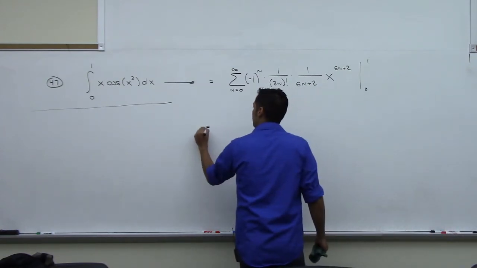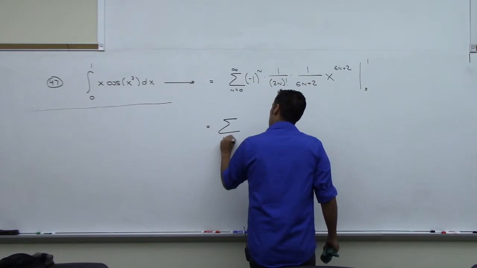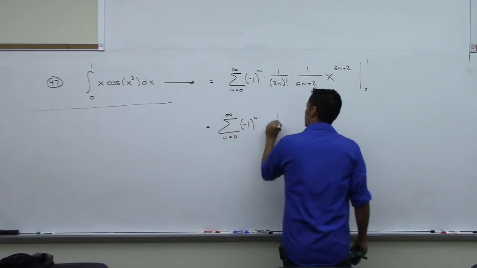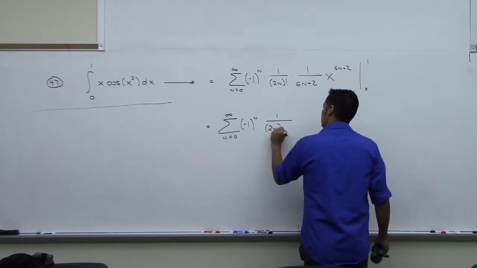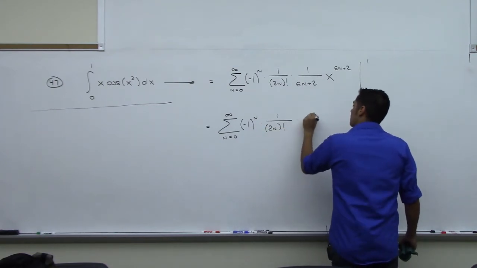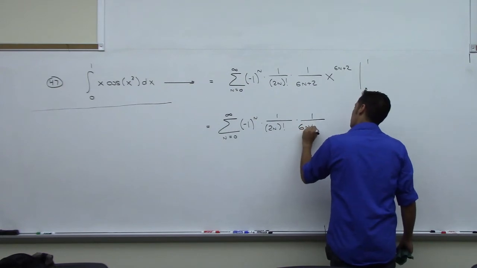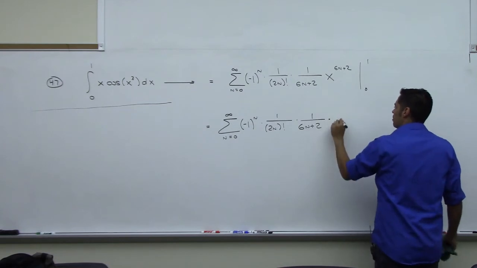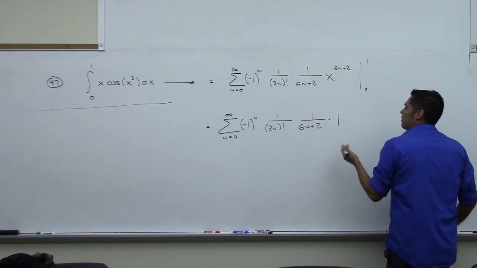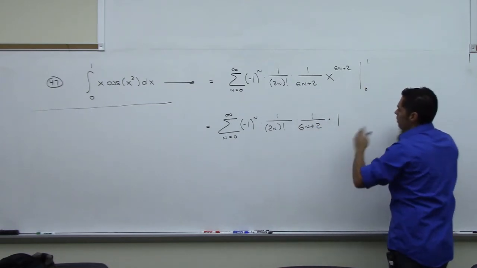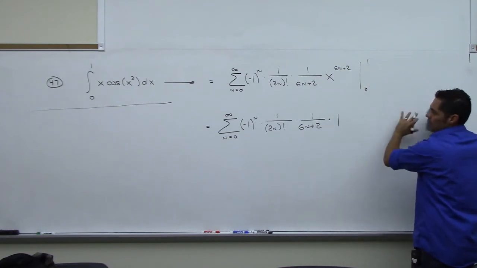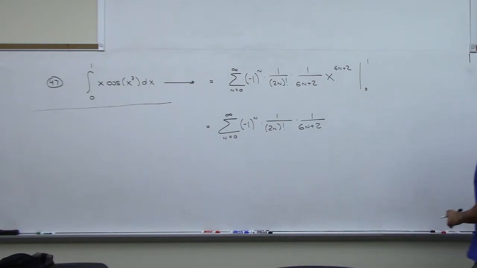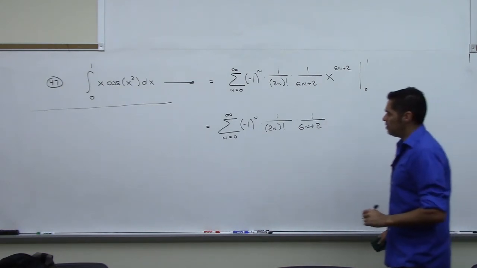So this is going to become the sum from n equals 0 to infinity of negative 1 to the n times 1 over 2n factorial times 1 over 6n plus 2, and then times 1 to any power is just 1, so this is just 1. So that's what I would get when I plugged in 1, and then of course I would say minus, and when I plug in 0 we get nothing. So that's it right there, and I can even take that away. And now let me just figure out what this sum is.